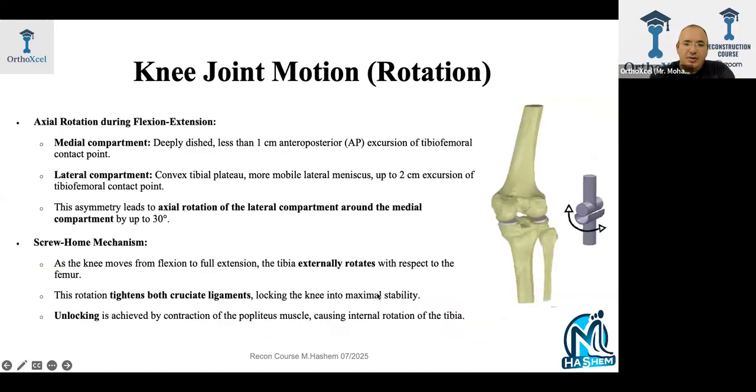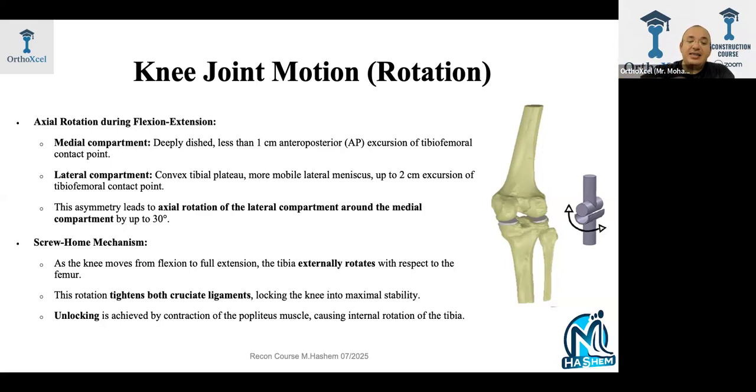When we come to the rotation, the axial rotation during flexion and extension, you need to understand what I explained now. The medial compartment is deeply dished, is concave, and has less than 1 centimeter anteroposterior excursion of the tibiofemoral contact point, while the lateral side excursion is about 2 to 3 centimeters. So it's nearly 2 or 3 times the medial side.